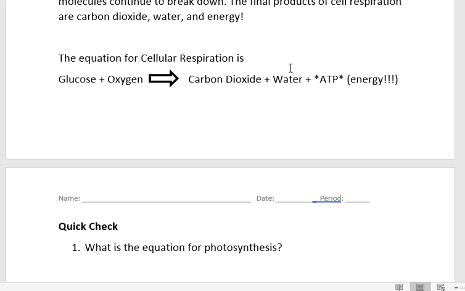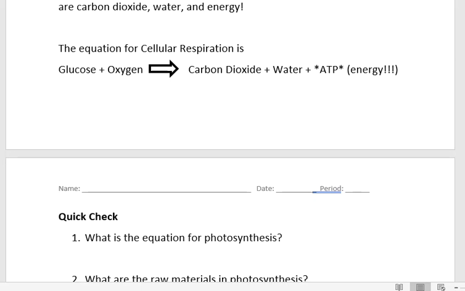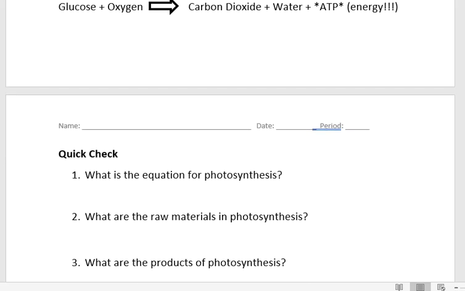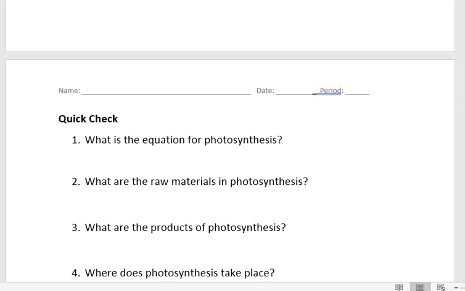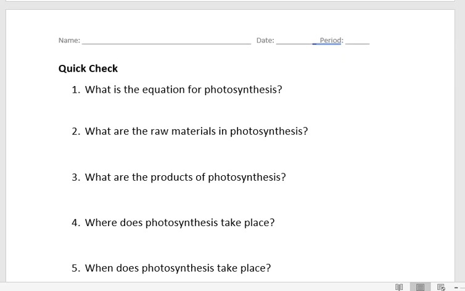So the equation for photosynthesis, think about it as being kind of the opposite of this one. So you're going to have carbon dioxide plus water in the presence of sunlight is going to give you glucose and oxygen. So if you can remember one of the equations, you just need to flip it for the second one and remember ATP and light energy. Raw materials are always what you start with. So in photosynthesis, you always start with carbon dioxide and water. Your products is what you end up with. So you end up with glucose and oxygen.